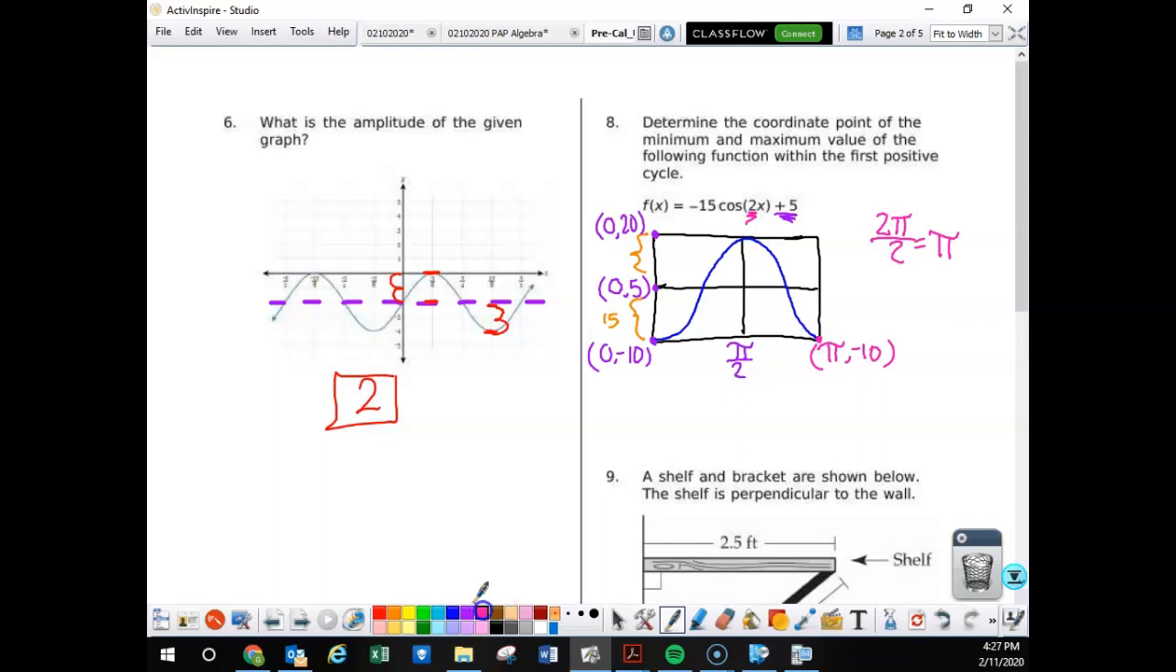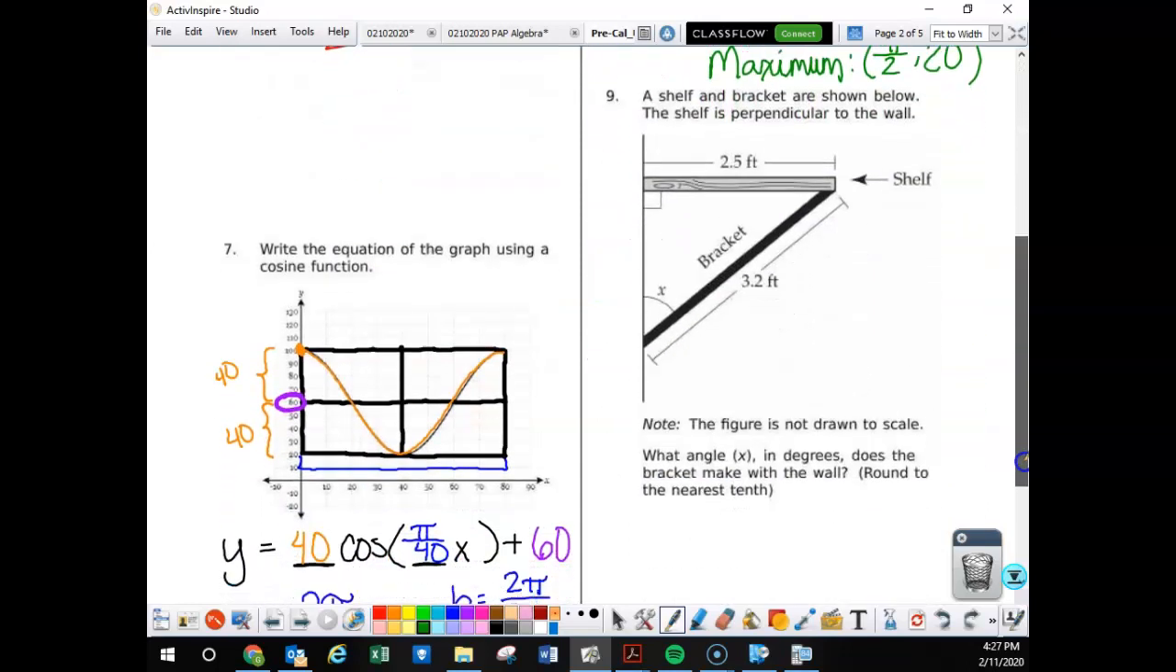So I know my minimum value is right here, and my maximum value is up here, right? That's the highest point. And so I know my y values, so the minimum is 0, -10, and the maximum is pi over 2, 20. So it happens at pi over 2, and the y value is 20. So that's how you find the minimum and maximum.